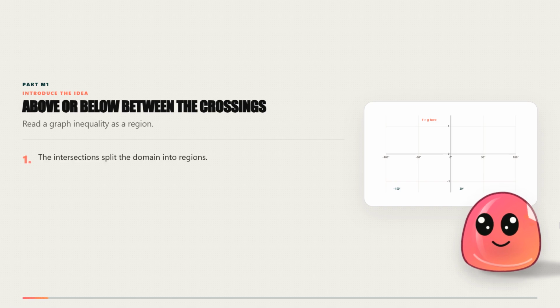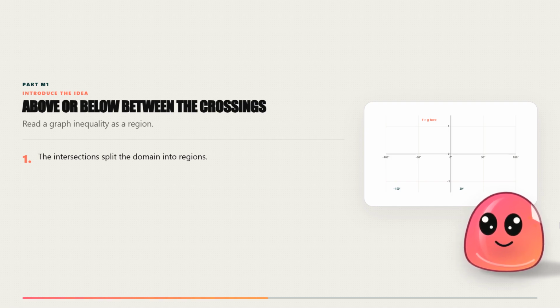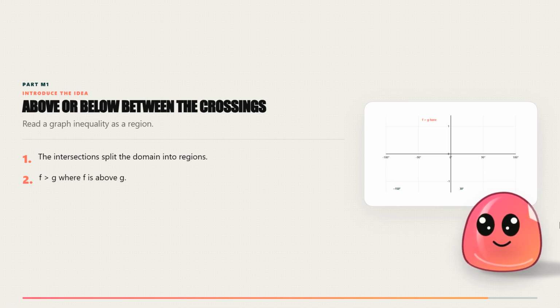Read a graph inequality as a region. Here's the key idea. The intersections split the domain into regions. f greater than g where f is above g. Strict inequality means the crossing x values are excluded.